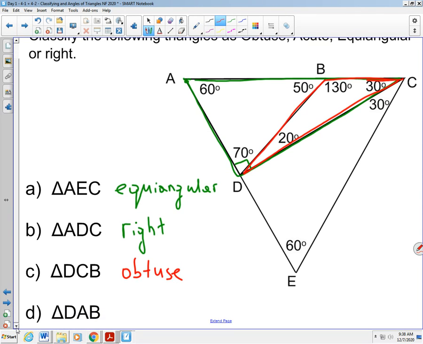And question D, triangle DAB. Let me use blue. DAB, which is this one, and this one is acute because all angles measure less than 90 degrees.